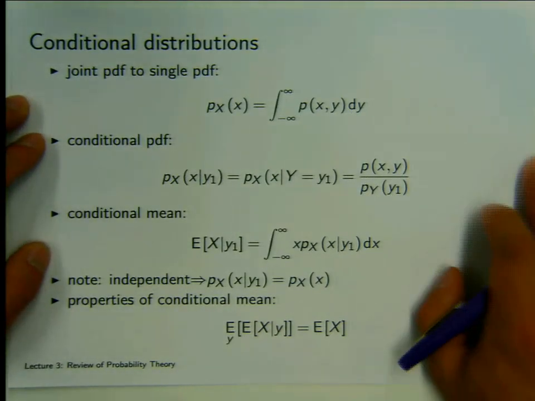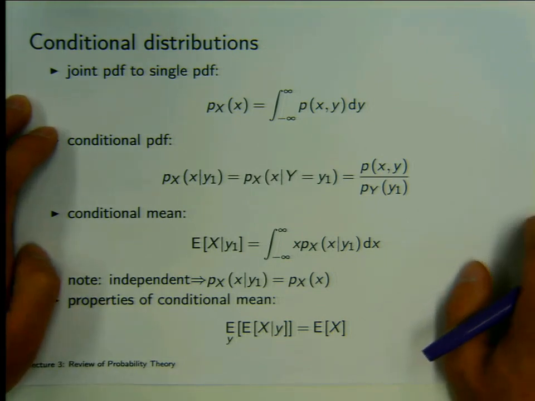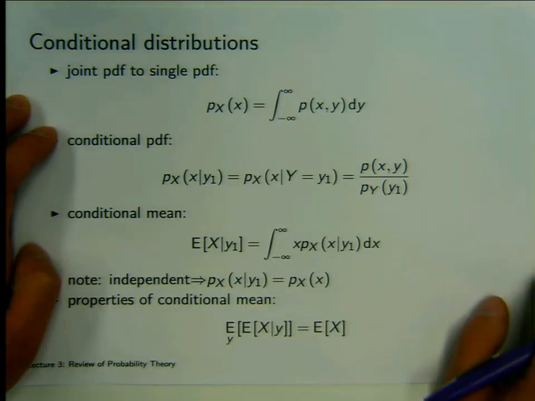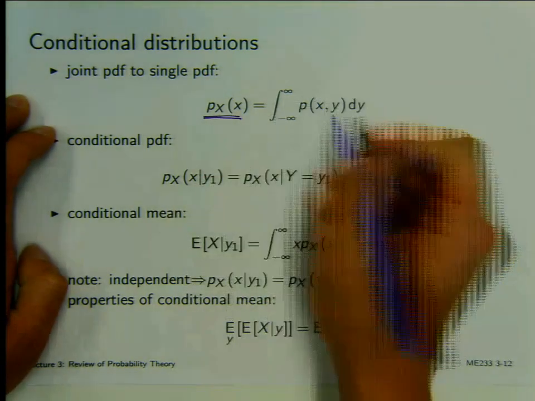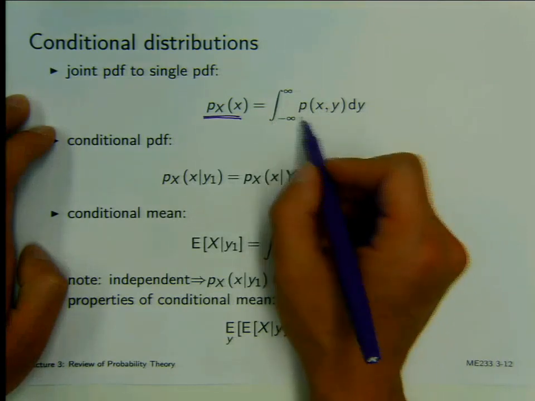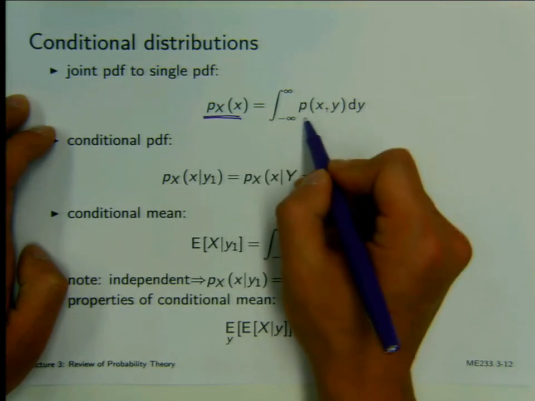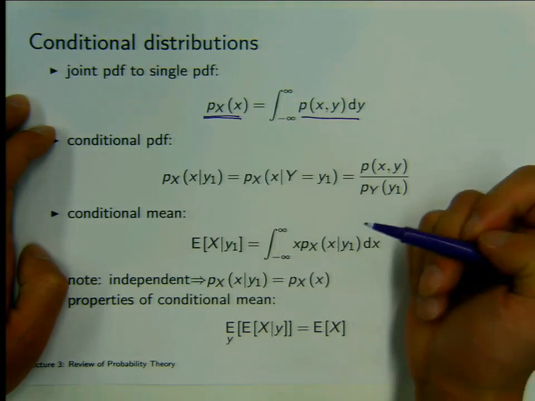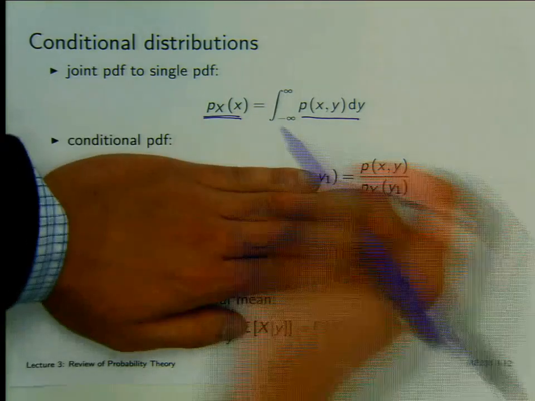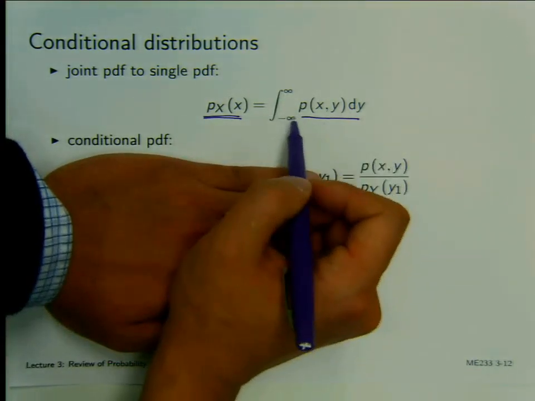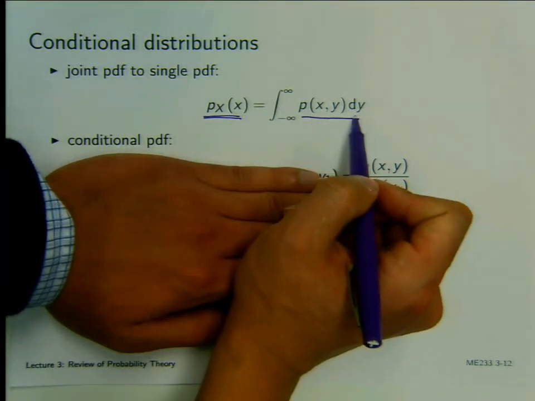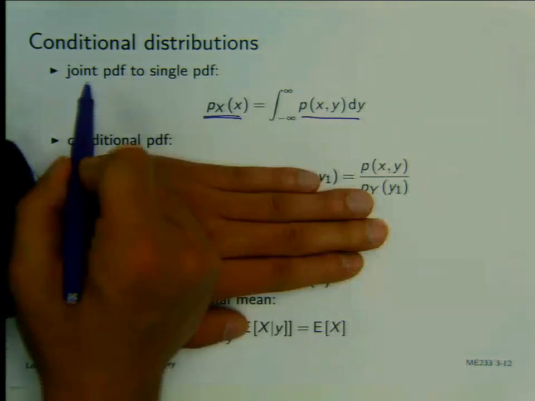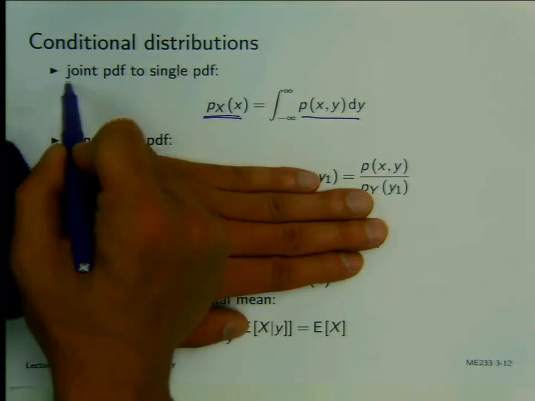Okay, so imagine you have two random variables. Let's say they are dependent on each other. But you want to find how a single random variable is behaving from this joint PDF. Then the thing to do is to integrate out the randomness of y. Okay? So this is how you can obtain a single PDF from a joint PDF.